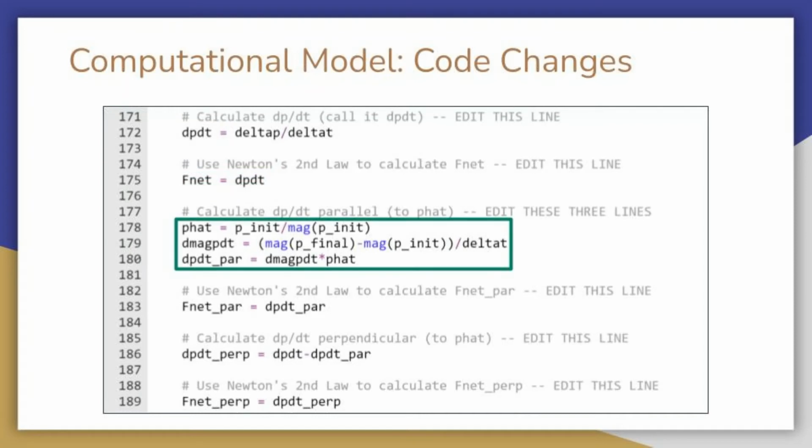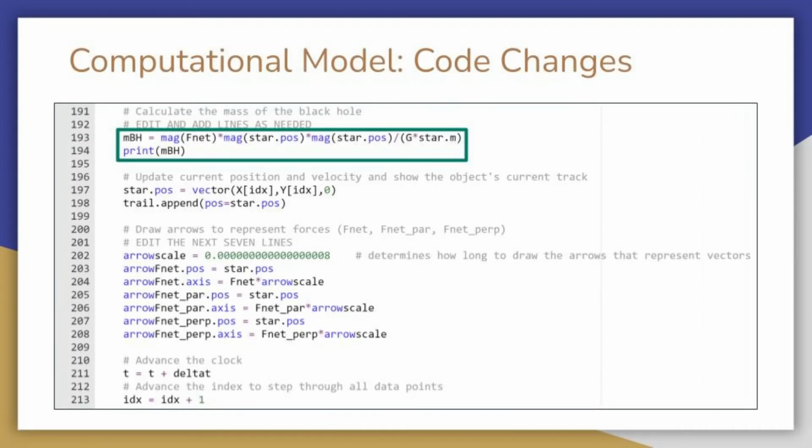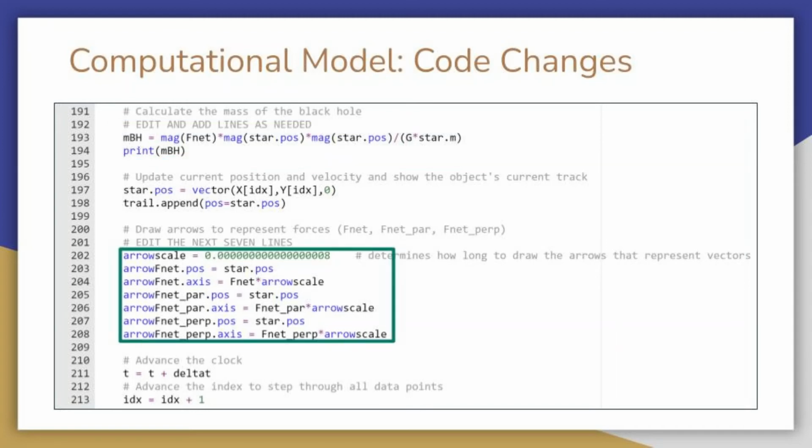The next few changes show the derivation of the parallel and perpendicular components of the force. As you can see in line 186, the net force is equal to the sum of the two components. Then, it's time to use the values that have been found to solve for the unknown mass of the black hole. By rearranging the formula for the gravitational force, this equation finds the mass, and the code will generate the value of the mass while the program runs. This code has been edited to generate arrows that show the net force and its components. The scale was changed so that they appear as a reasonable size.